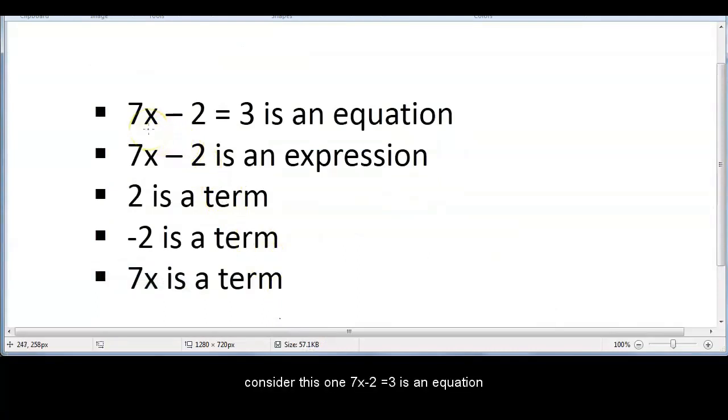Consider this one. 7x minus 2 equals 3 is an equation. 7x minus 2 is an expression. 7x is a term. Minus 2 is a term.